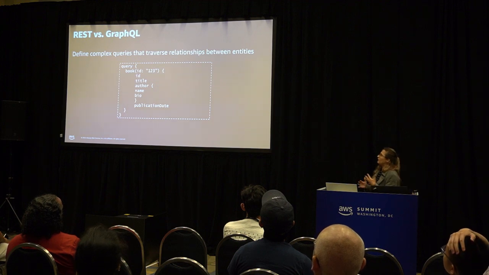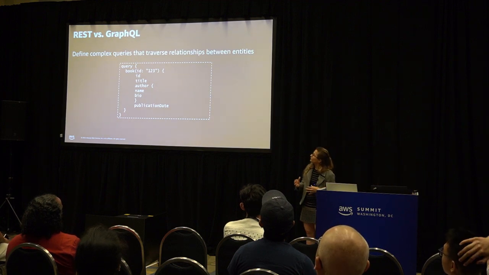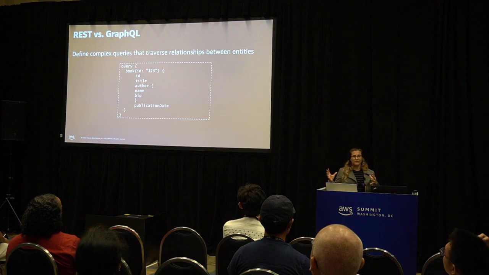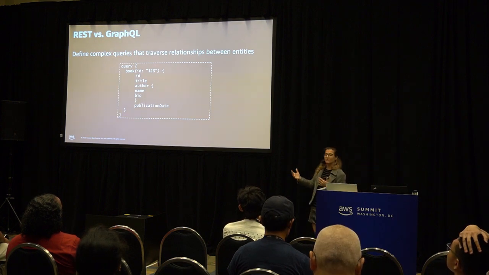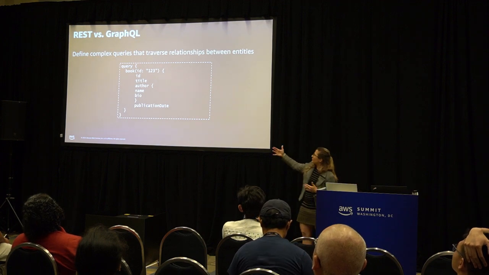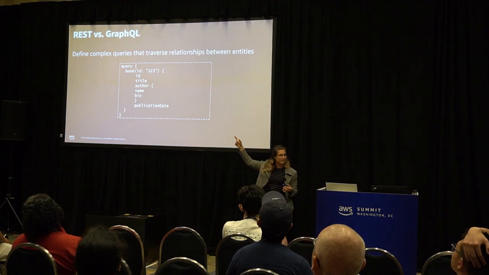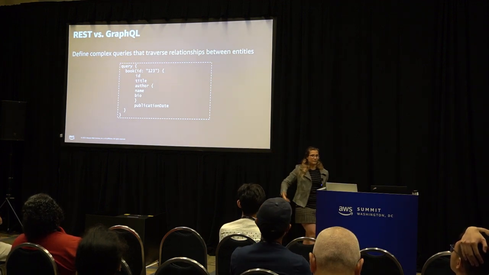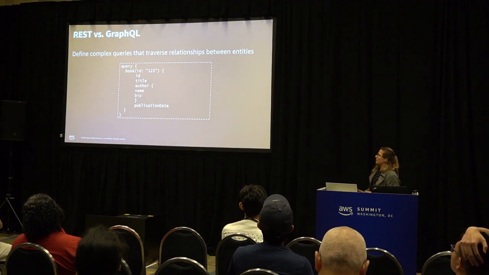You can also define more complex queries so that you can actually traverse a relationship. In this case, I have a book, and books are related to an author, so there should be an author of the book. So I'm getting the book, and I also want to get the author's name and their bio, find out who they are. And I can make that call.